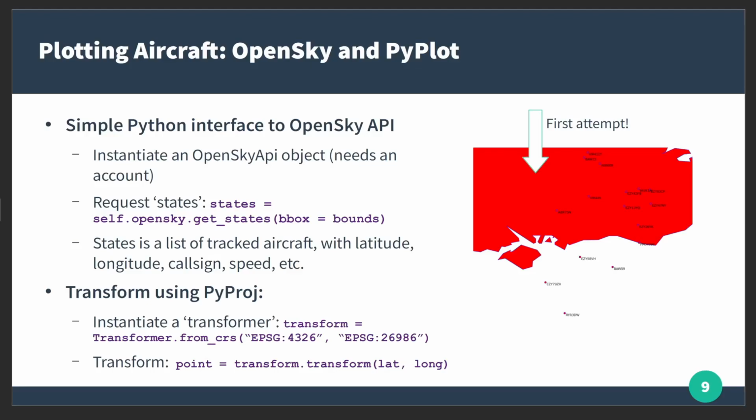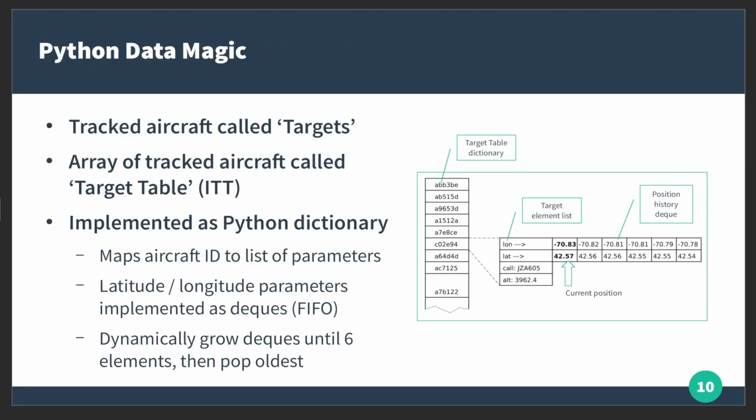To do that, I used the PyProj library because it has to be done in real time whilst the application is running. One really interesting thing is the way that Python easily manipulates maps and lists of data. A central part of my application is a list of all tracked aircraft, which is called a target table.